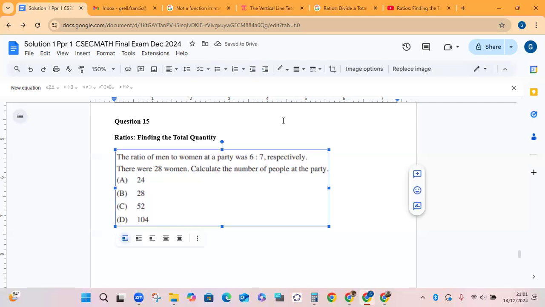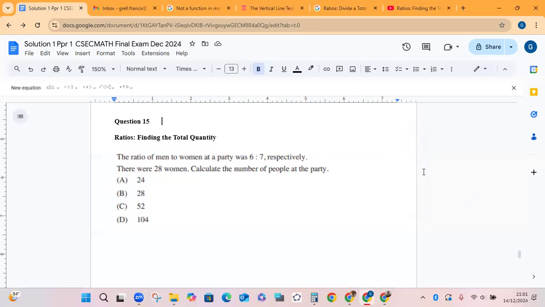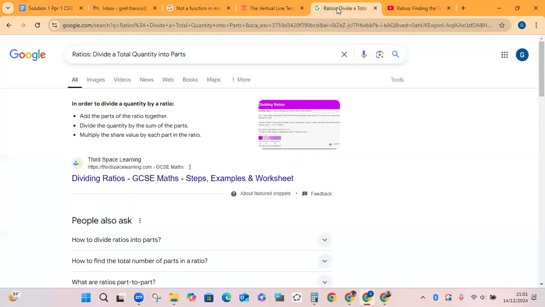Now, if you can recall, we follow a three-step process when you are dividing the quantity by a ratio. First, you find the total parts or the total shares by adding the parts together. Then you divide the total quantity by the total parts to get the quantity for one part, and then you multiply each share by that value.